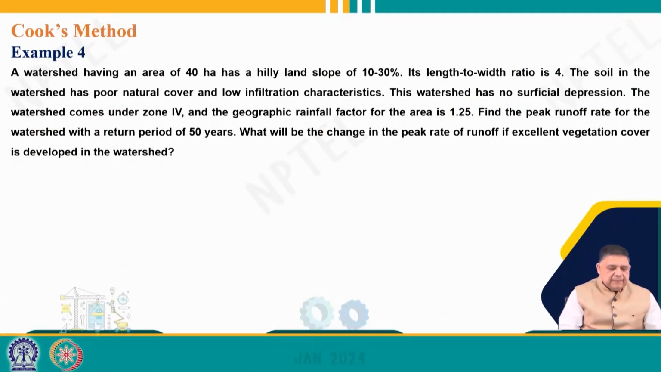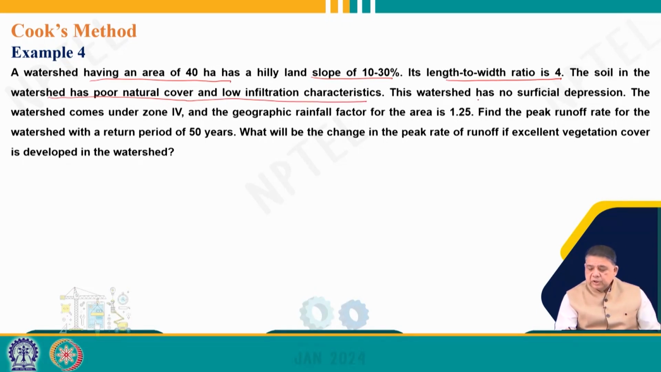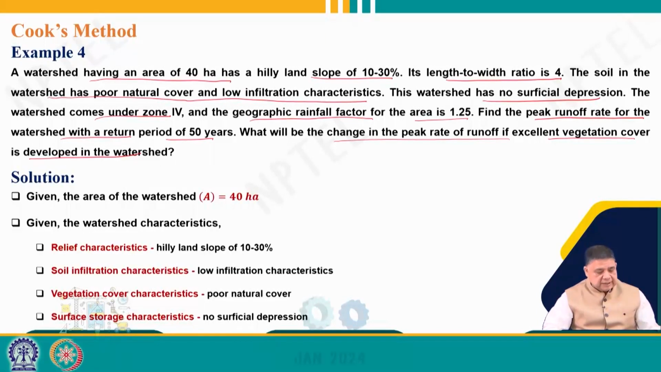We will take another example. A watershed having an area of 40 hectares has a hilly land slope of 10 to 30%. Its length to width ratio is 4. The soil in the watershed has a poor natural cover and low infiltration characteristics. This watershed has no superficial depression. The watershed comes under zone 4 and the geographical rainfall factor for the area is 1.25. Find the peak runoff rate for the watershed with a return period of 50 years. What will be the change in the peak rate of runoff if excellent vegetation cover is developed in the watershed? So, that means we have to first find the value and also the change if vegetation cover changes to excellent.